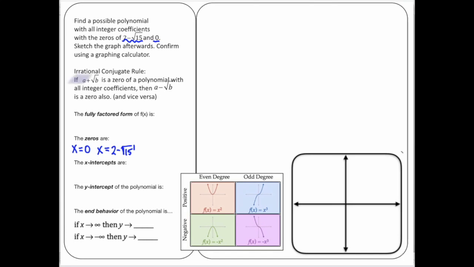It says that if a plus the square root of b is a zero of a polynomial with all integer coefficients, then a minus the square root of b is also, and vice versa. So that means if I have a positive sign, or addition sign, in between them, then the conjugate's going to have a negative sign in between them. Well, we have a negative sign starting off with, so we know that there exists another irrational root that is going to exist as well. So we would have x, and then just changing the minus sign to a plus, 2 plus the square root of 15. Okay, and now we have all the zeros.